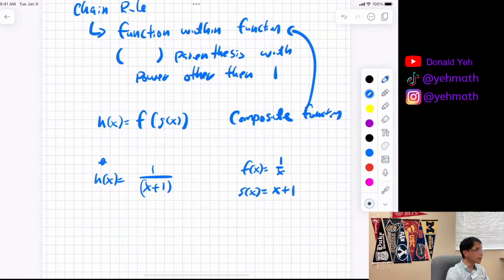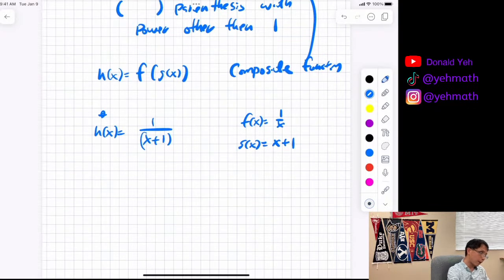Does that make sense? Because if I would have said, what is f of g of x? In this case, I'm going to plug g of x into f of x. Then it'll be 1 over x plus 1. Is that okay? That's called function within the function. Now I could have another function. I could have h of x equal to the square root of 2x squared minus 3x. Something like this.